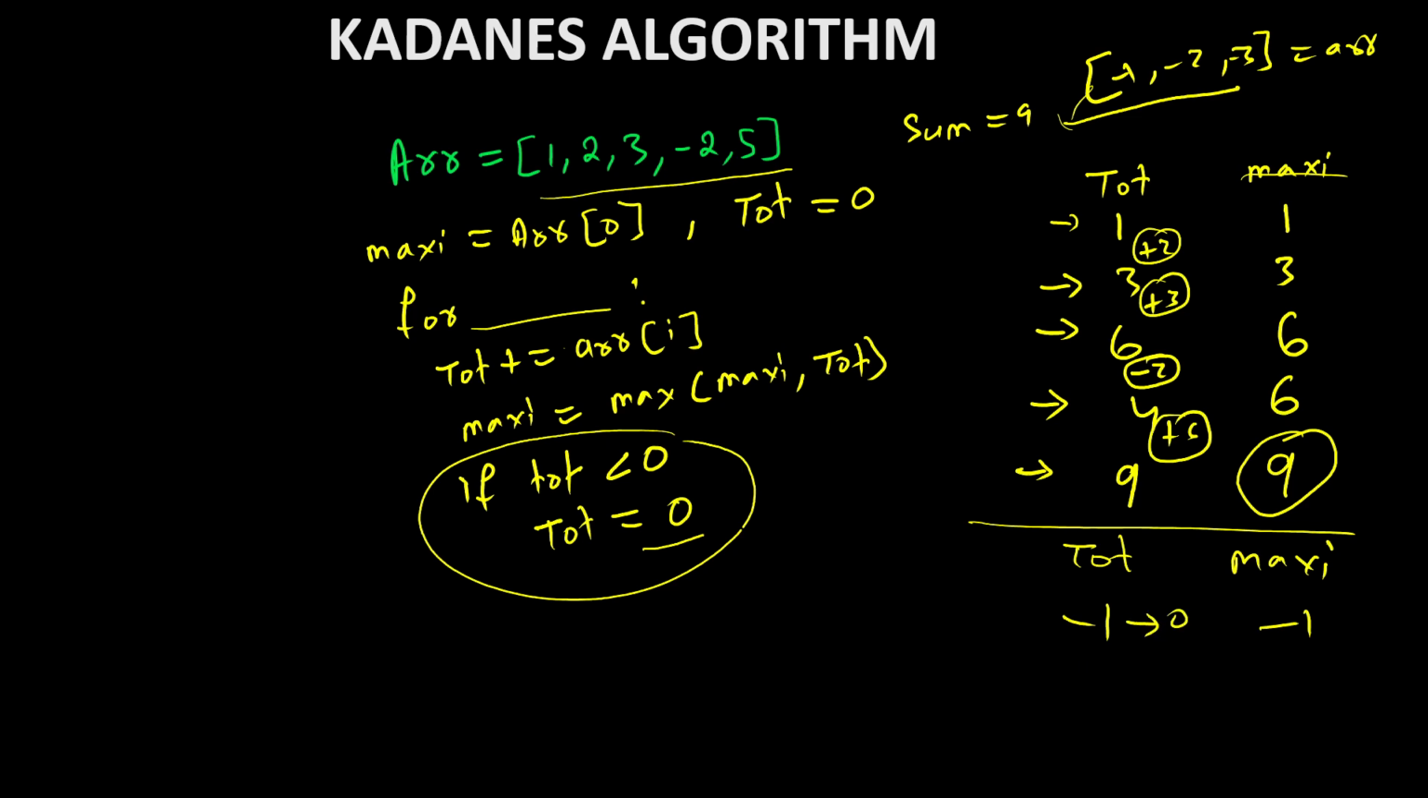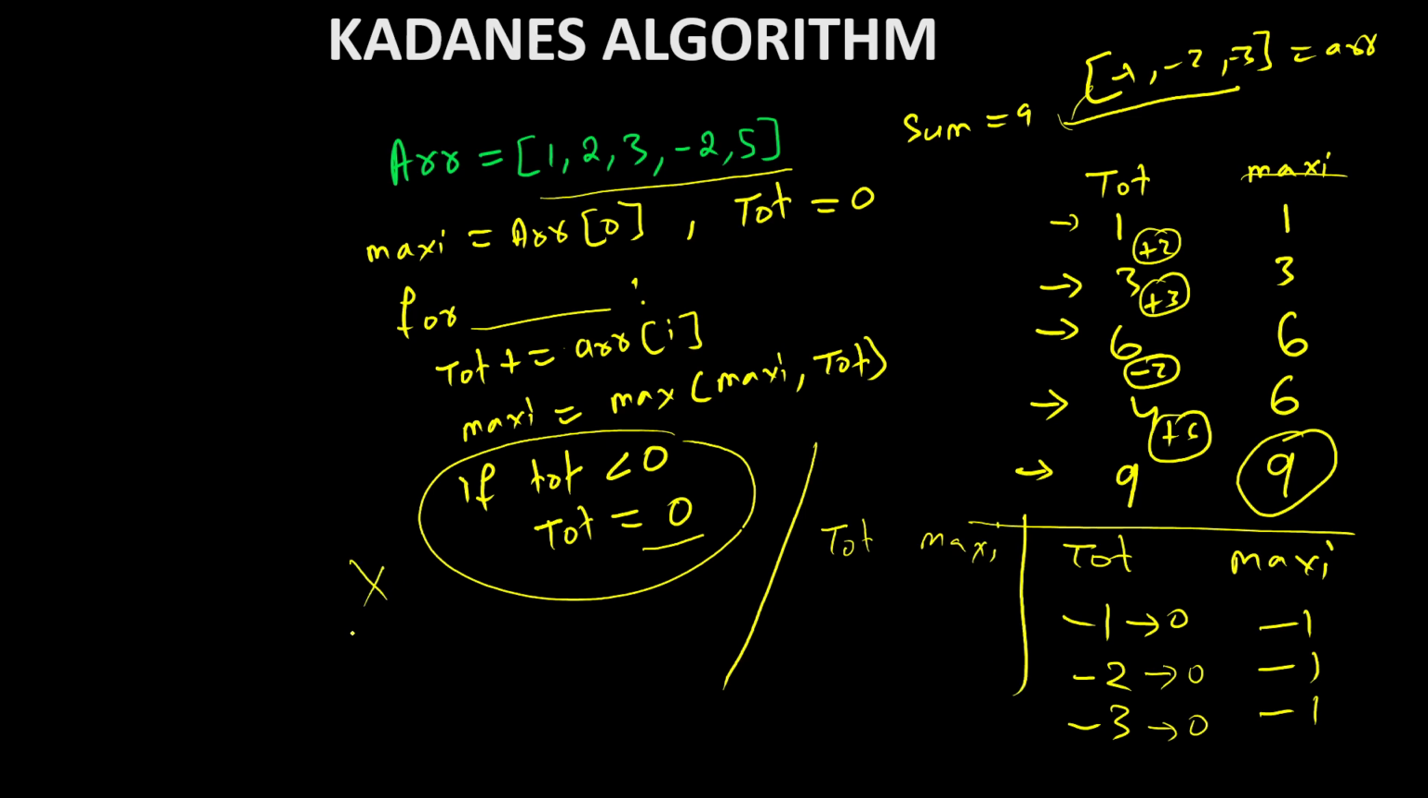The second time we iterate again, minus 2 will be coming. This time total was initialized to 0, so total will become minus 2. The max value out of minus 1 and minus 2 will stay minus 1. Now minus 3 will be coming here, and this will also be changed to 0. Remember, after adding minus 3 to 0, we got minus 3. Out of minus 3 and minus 1, the max value is minus 1, and total will again be changed to 0.